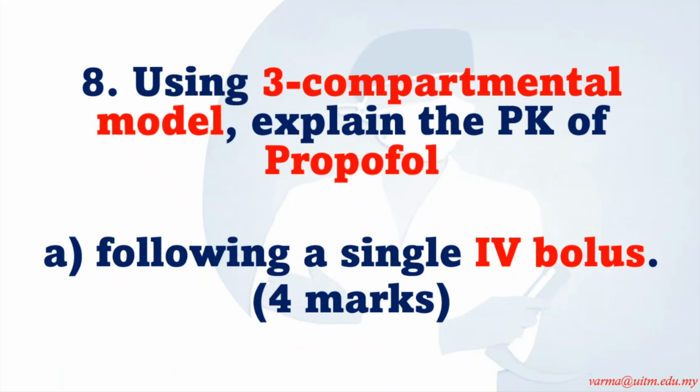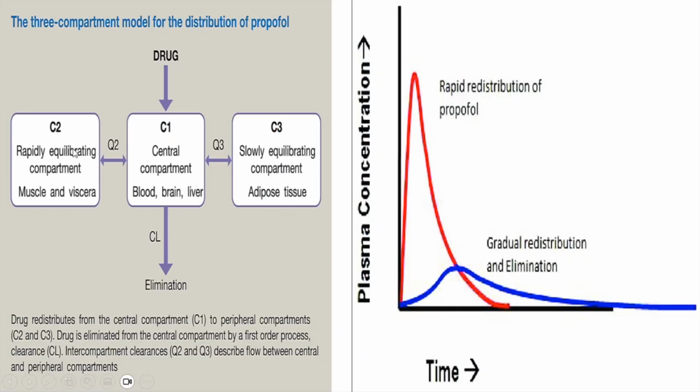Its first part is following a single IV bolus. The next one will be following a... so we already talked about what happens in a single bolus. You inject the drug, it goes to the central compartment. After that, you stop injecting. You inject and then you stop. It goes to the central compartment. From there, it goes to V2, V3. Here they use compartment 1, compartment 2, compartment 3 as V1, V2, V3. And then it gets eliminated.